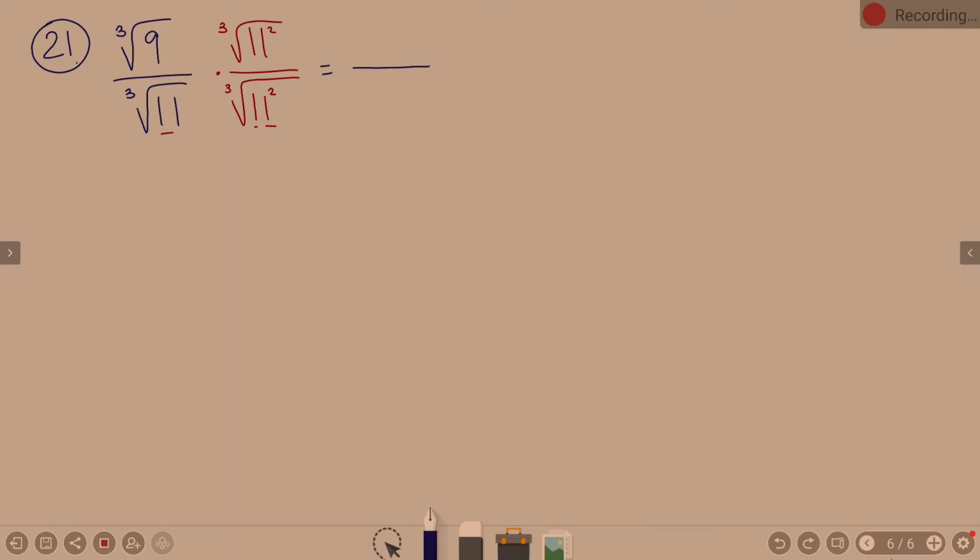So now, let's do the math. On top, cube root times cube root. What is 9 times 11 squared? So I know 11 squared is 121. 9 times 121? 1,089. Okay. So on top, this is going to be the cube root of 1,089. On bottom, it's 11 times 11 squared.